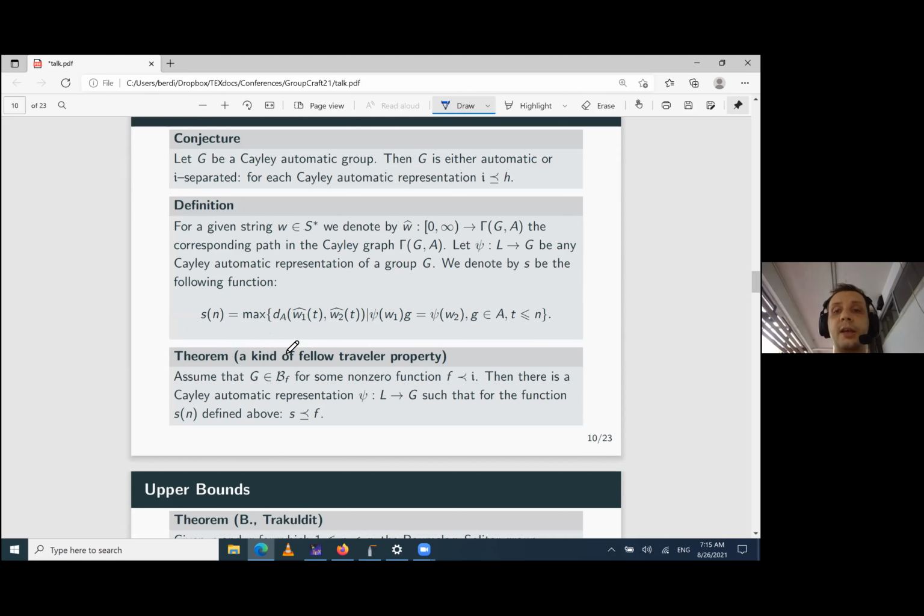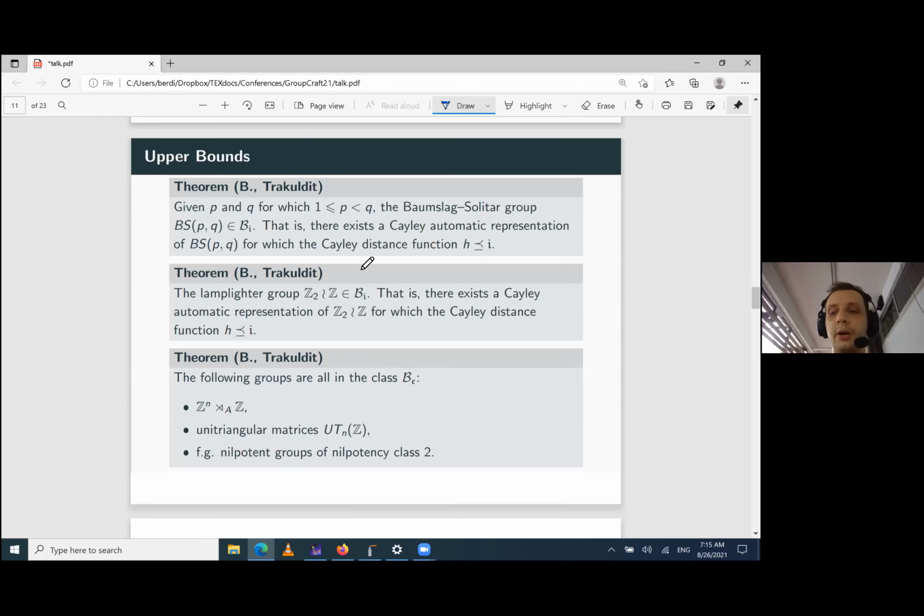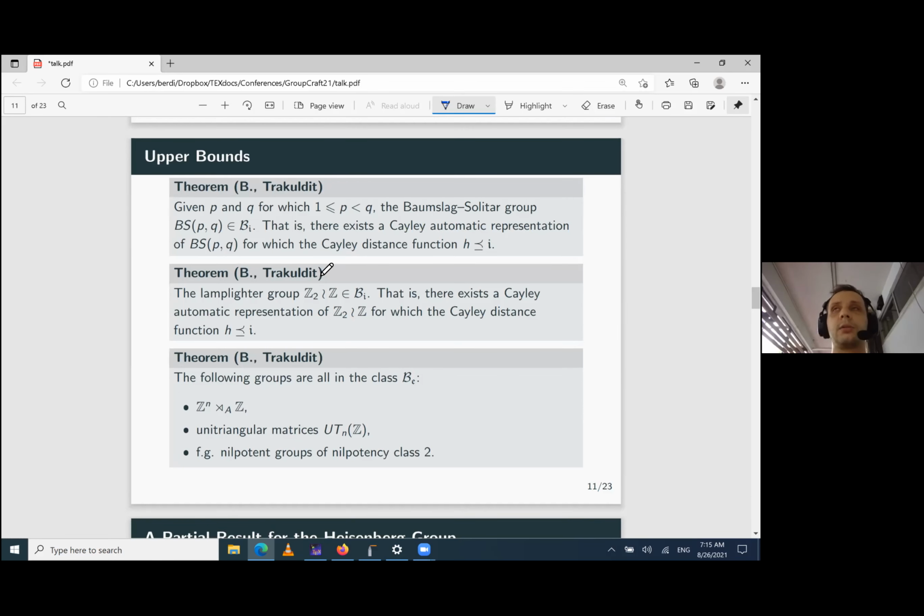But anyway, it's definitely not enough to prove this conjecture. So it requires more than just this weakly fellow traveler property. Okay, so what about upper bounds? Well, for upper bounds, things are much easier, right?